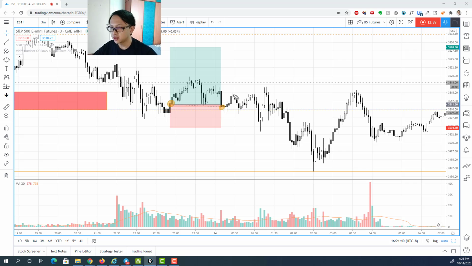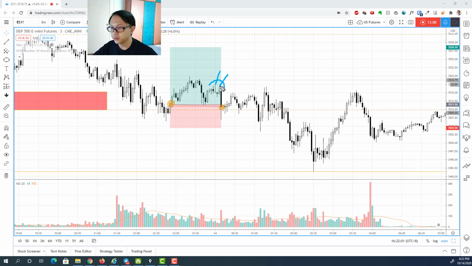So I will just give it a bit more chance to see if it can recover, because you can see there's quite a few demand tails. If it can recover and take out the previous high, then there's still a chance for the S&P to go up. So the next red flag comes somewhere around here.